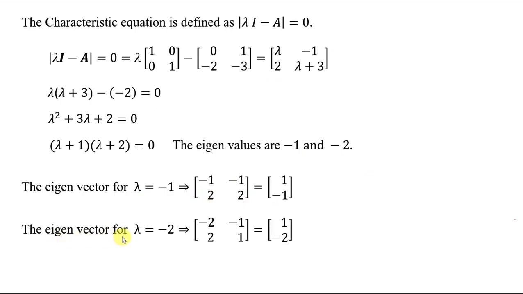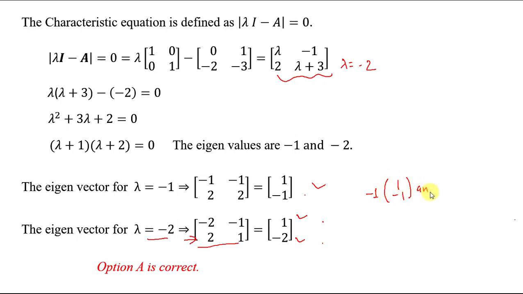So the eigenvector for lambda equals -2, we will put the value lambda equals -2 in this equation. So you will get the value of this. Again we will find the cofactor of any row, then you will get the eigenvector for lambda equals -2. Or you may say option A is correct. Option A is correct. It means for eigenvalue -1, the eigenvector is [1, -1], and for eigenvalue -2, the eigenvector is [1, -2].